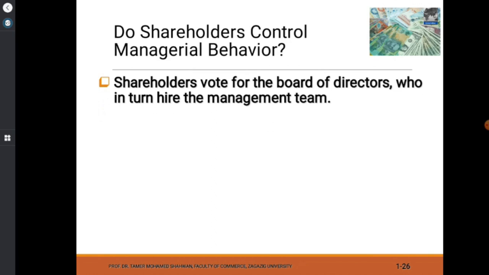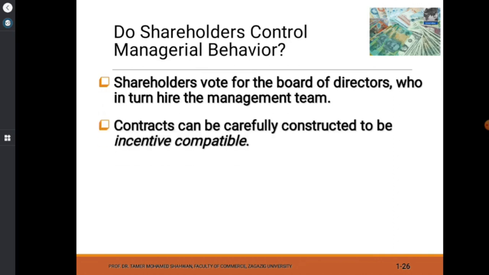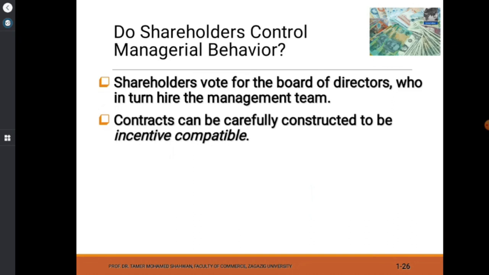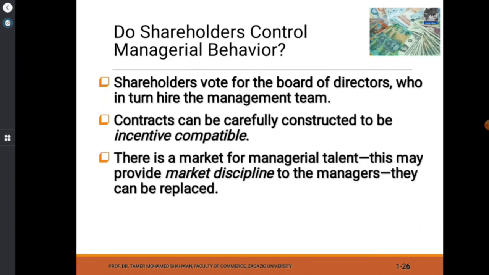The first solution is that shareholders vote for the board of directors, who in turn hire the management team. Through the control of the board of directors, maybe we could succeed in controlling the conflict of interests between managers and owners. Also, they suggested using contracts. Contracts can be carefully constructed as an incentive for reducing such conflict of interests between managers and owners.